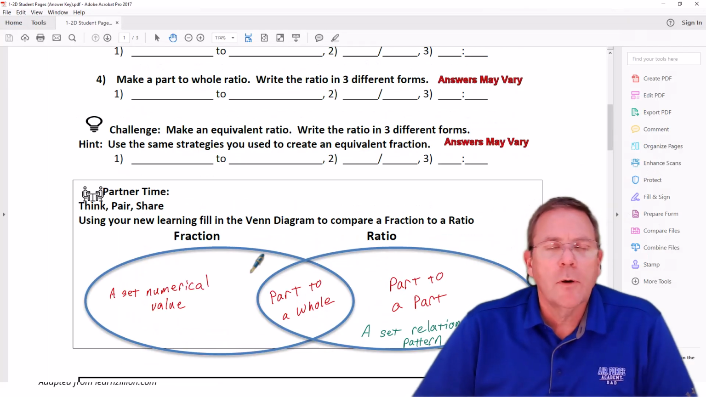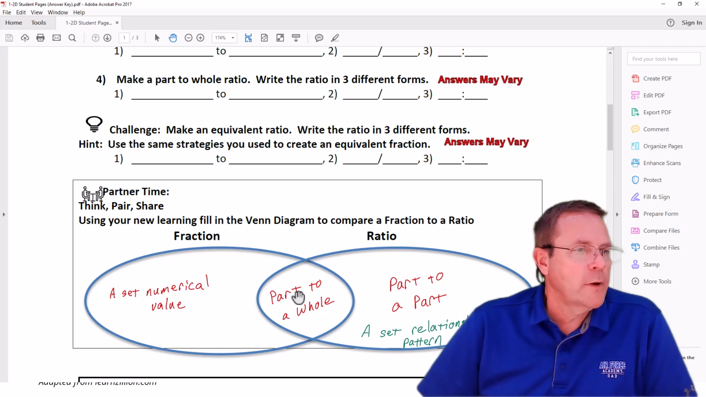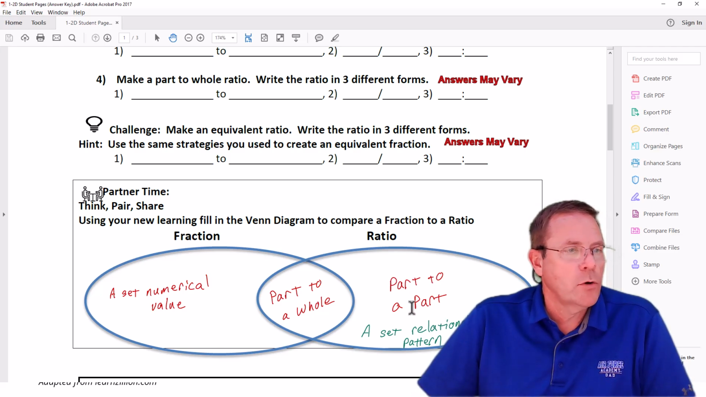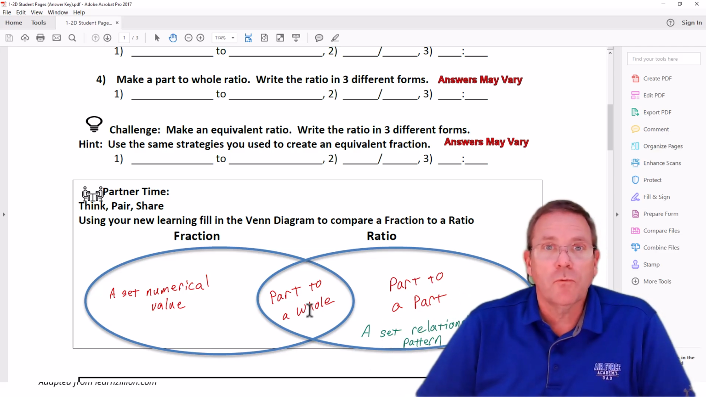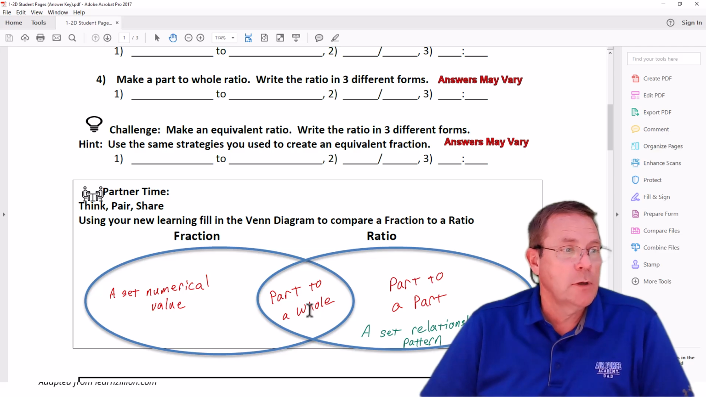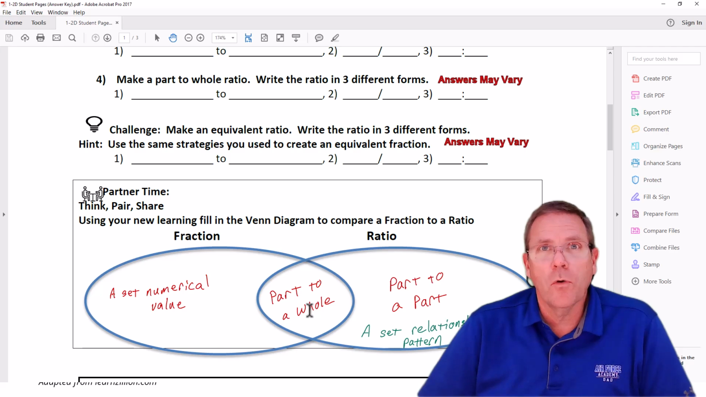Here's what I came up with when I did that. First off, I said that a ratio could be a part to part, or it can be a part to whole. A fraction is always a part compared to a whole. So that was the biggest difference I saw just right off the surface, is that a fraction is always a part to whole, while a ratio could be a part to part or a part to whole.